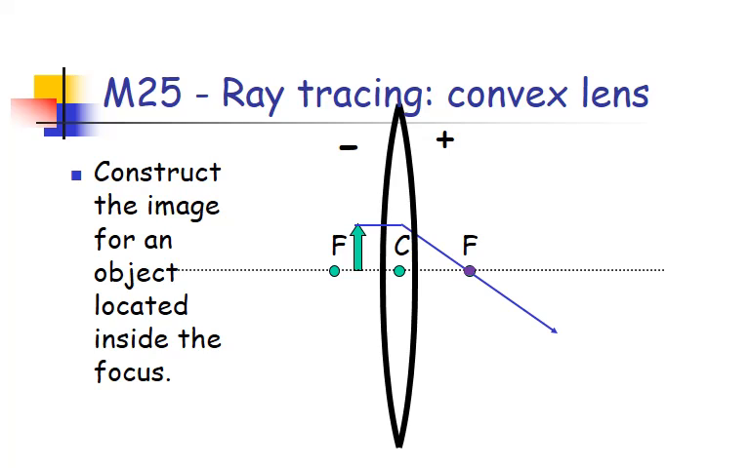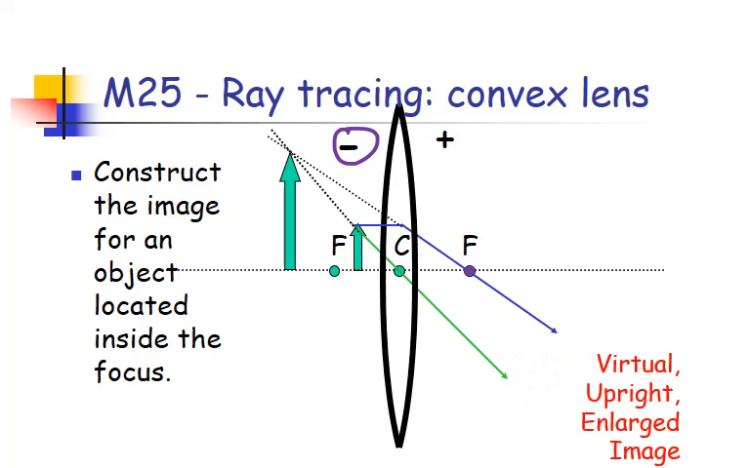All right, so we have our parallel ray. We have our center ray, and we see that these rays are diverging, and we can trace the diverging rays backwards, and we end up with an image back here. And so it is on the negative side, so it is a virtual image. It is upright and it is enlarged, and that's what we get when we have an object that's in between the focal length and the convex lens. We get a virtual upright enlarged image.